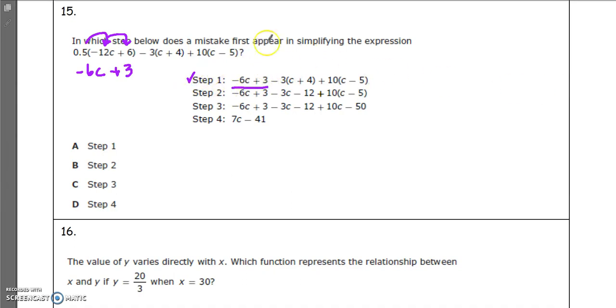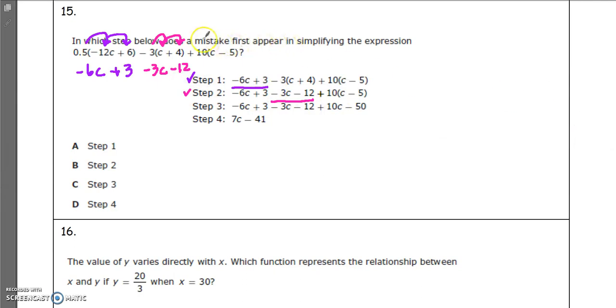Okay, let's go to the next step. That means I should distribute the negative 3 here in the middle. So negative 3 times c would give me negative 3c. Negative 3 times 4 would give me negative 12. So on step 2, do I have negative 3c minus 12? Yes. So that looks good.